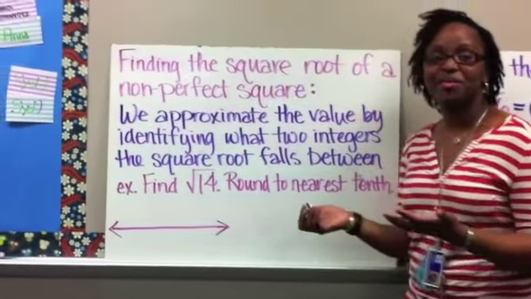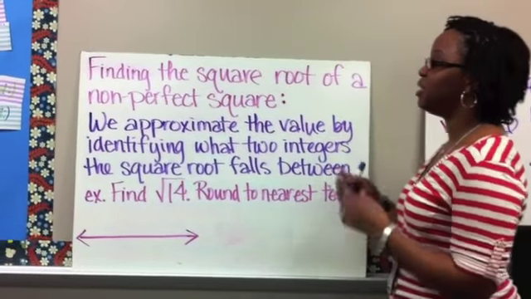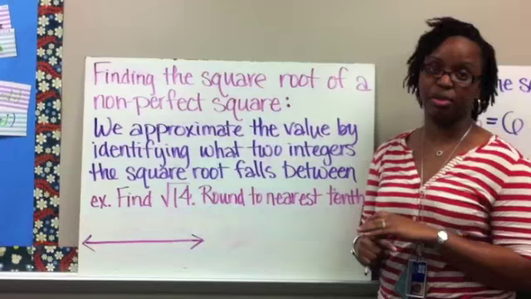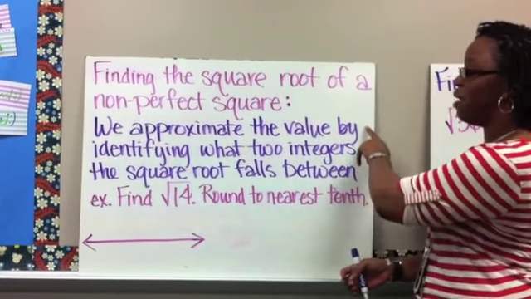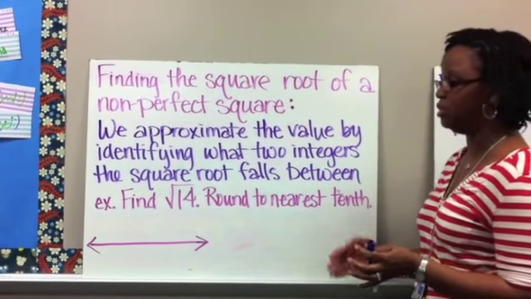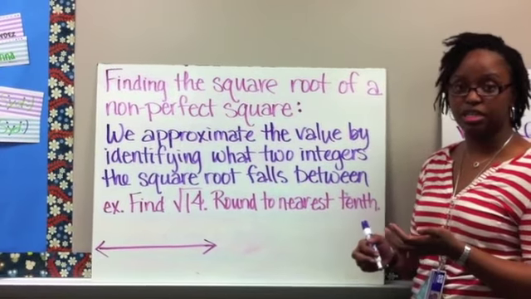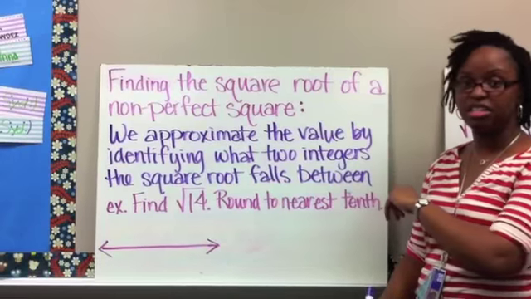Okay? Alright, so we're not always looking for the square root of a perfect square. Sometimes we have to find the square root of a non-perfect square. And when we're doing that, we have to approximate the value by identifying what two integers that square root would fall between. So let's take this first example. We want to find the square root of 14, and we're going to find that rounded to the nearest tenth.